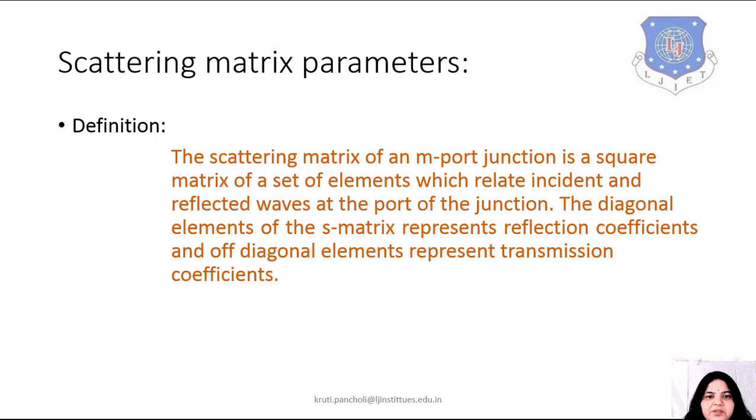Scattering matrix parameter. The definition is: the scattering matrix of an M-port junction is a square matrix of a set of elements which relate incident and reflected waves at the ports of the junction. The diagonal elements of the S matrix represent the reflection coefficients, and the off-diagonal elements represent the transmission coefficients. So that is about the scattering matrix parameter.